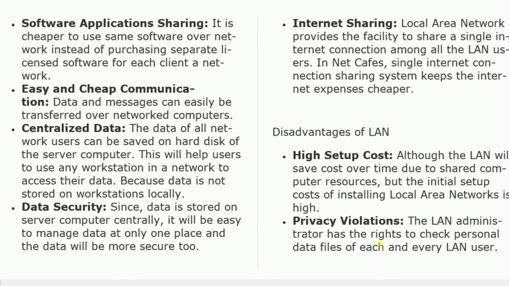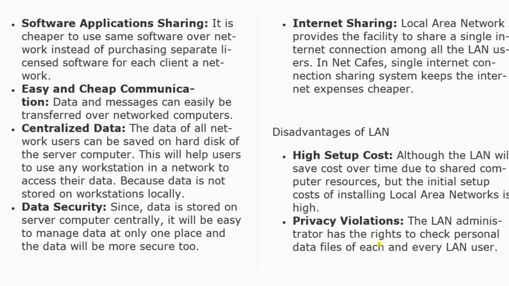Software application sharing. As you know, each software comes with some cost. Maybe for example, MS Office may be worth 20,000. Purchasing separate MS Office for each and every computer is costlier. Instead of that, you can go for network MS Office and you can keep it in the server and you can share it with all other client computers. That we can make by using the LAN system. That is software application sharing.